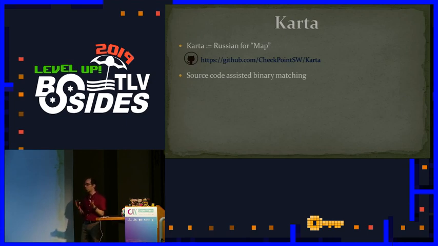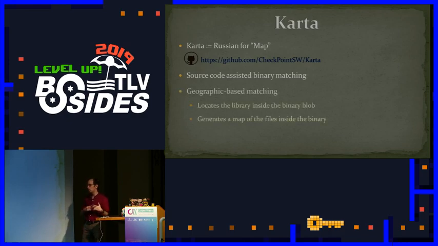We want to map the files inside the binary address space. This is the plugin. It's already on our GitHub account. And we are focused on binary matching and not binary diffing. The matching is done on a geographical basis, which means we want to locate the binary, locate the open source, and then locate each file inside it.